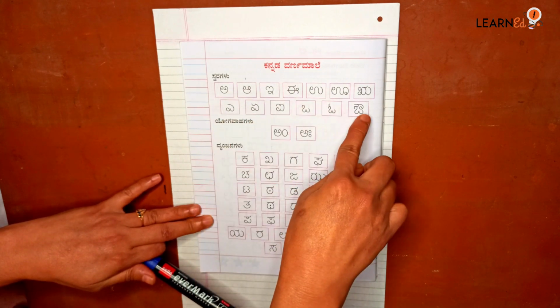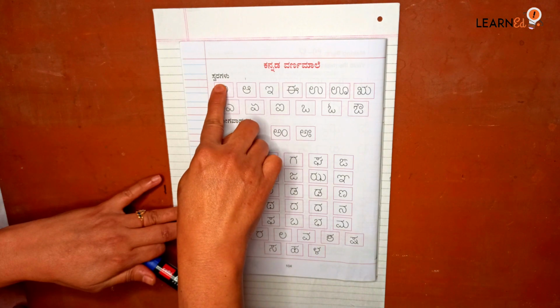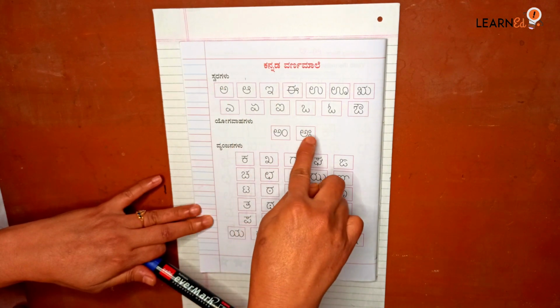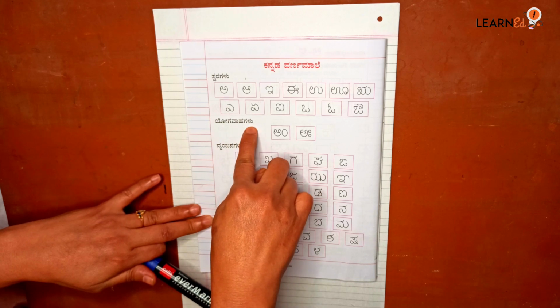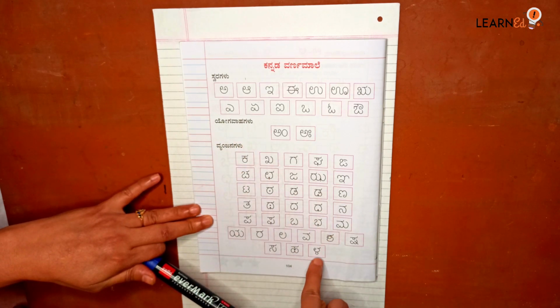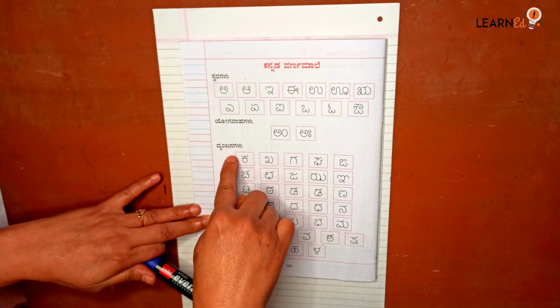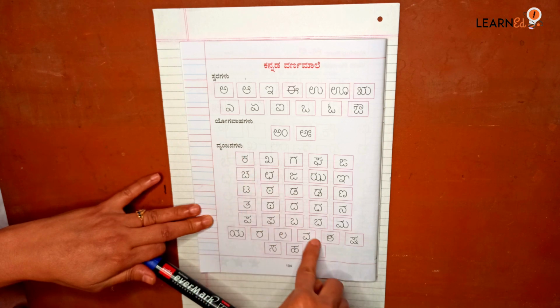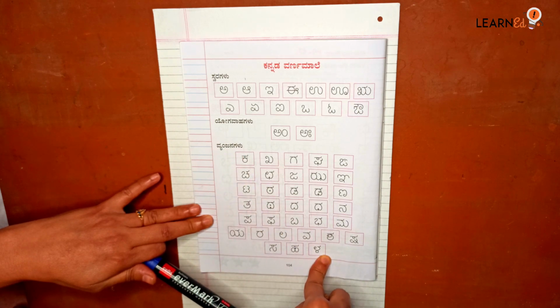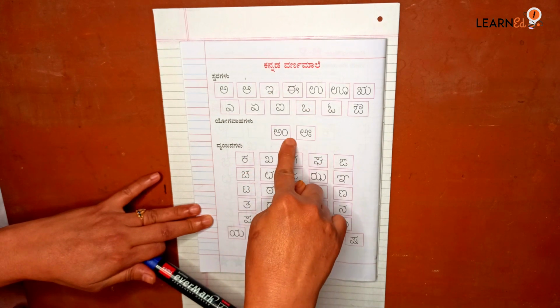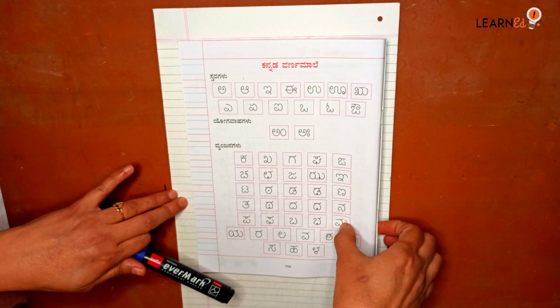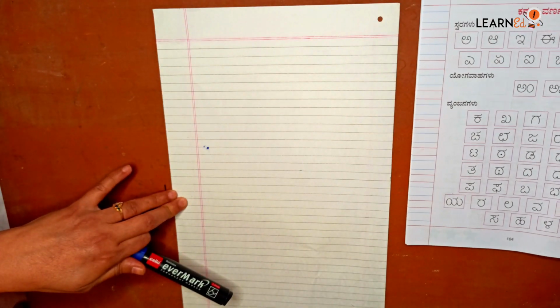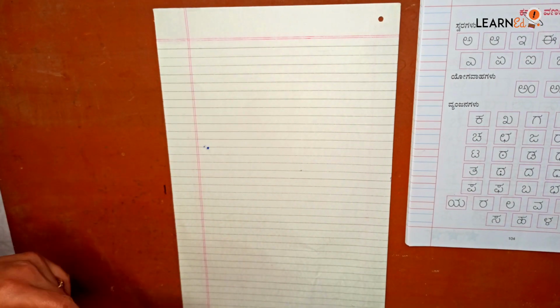First, A to Au, we call them Swaragalu. Aha, we call them Yoga Vahagalu. Ka to La, we call them Vyanjanagalu. These are 34 letters, 13, 2 and 34 letters, totally 49 letters. Let's begin how to write these letters.